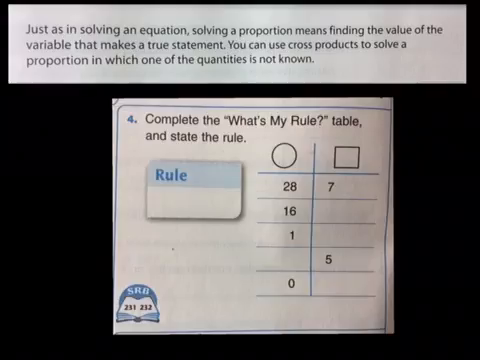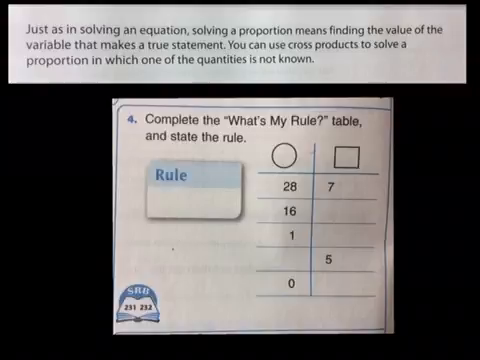Just as in solving an equation, solving a proportion means finding the value of the variable that makes a true statement. So you're looking for a value of a variable that makes a true statement. This sounds familiar. Do you remember how we did this in 5th grade where we found the rule? This was what we practiced in the math boxes.